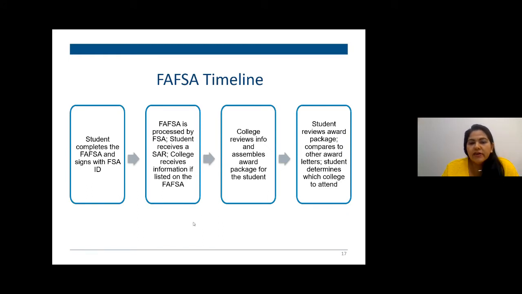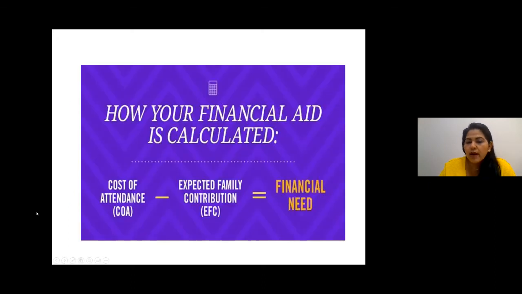Now, how does the federal government calculate financial aid? Based on your family's income and the information that you submit, the federal government uses a formula: the cost of attendance minus the expected family contribution is a family's financial need. For example, you may be interested in attending a college that costs $50,000, and that is the college's cost of attendance, minus your expected family contribution, also known as EFC. That is based on the results that your student aid report generates.